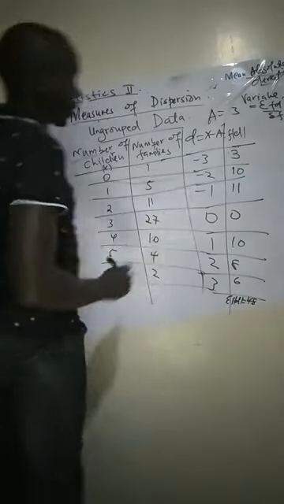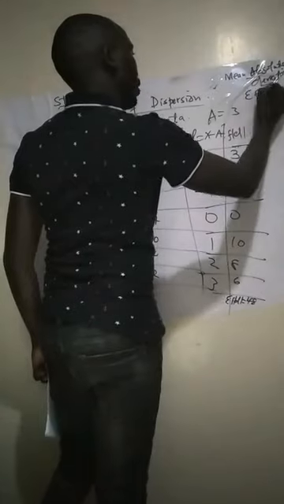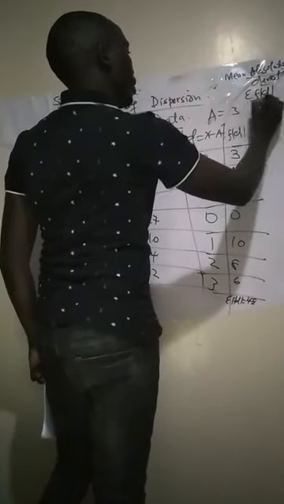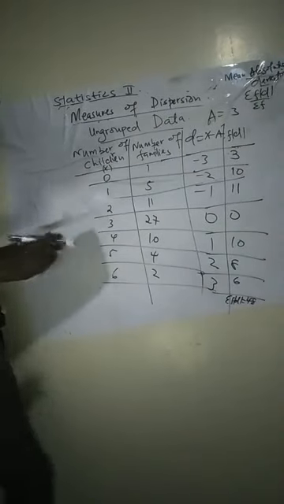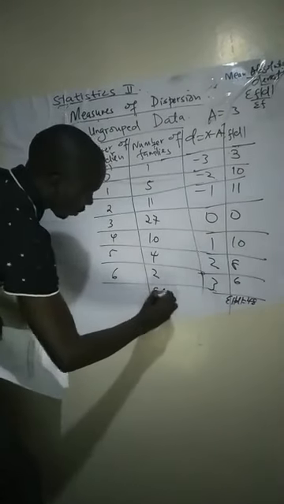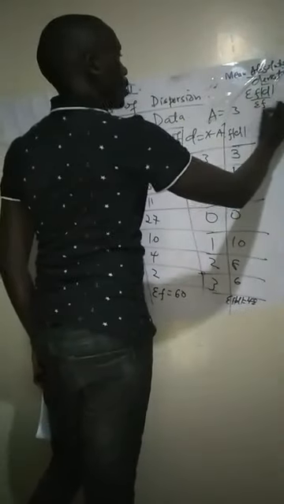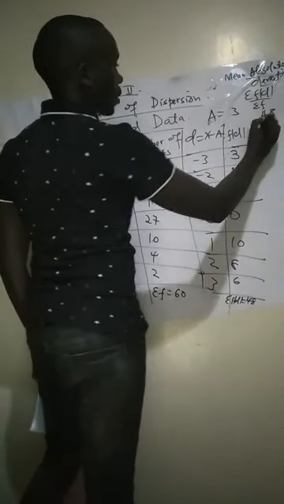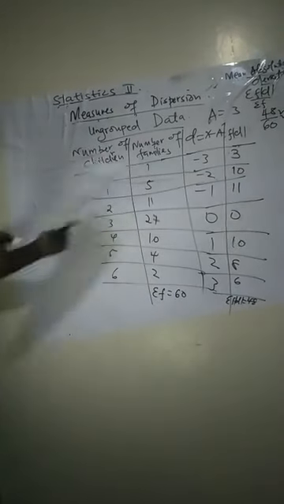So mean absolute deviation is the summation of fd absolute over the summation of f. The number of families in this case should be 60. The summation of f is 60. So I have 48, the summation of fd absolute, divided by 60. Just that.